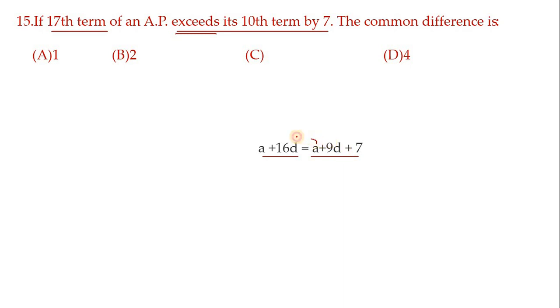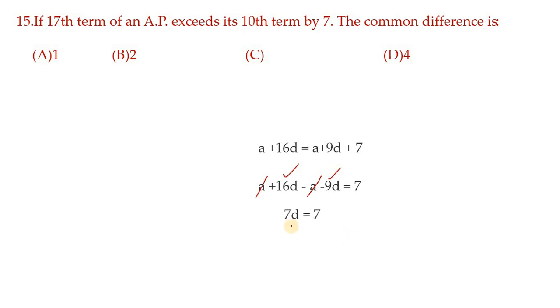Now transfer A to this side, and 9D also to this side. So we get A plus 16D minus A minus 9D equals 7. Now simplify this. See here, plus A and minus A get cancelled. 16D minus 9D means we get 7D. So 7D equals 7. Now transfer this 7 to this side, we get 7 by 7, and these two get cancelled, and the D value is how much? 1. Hence the correct option is A.